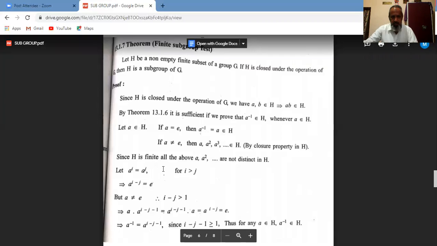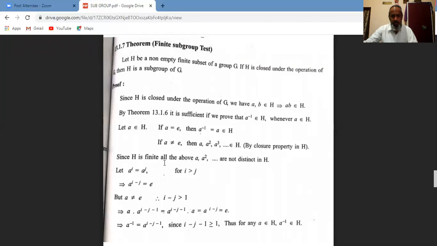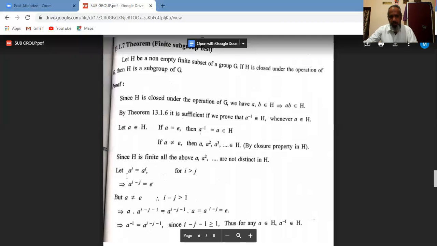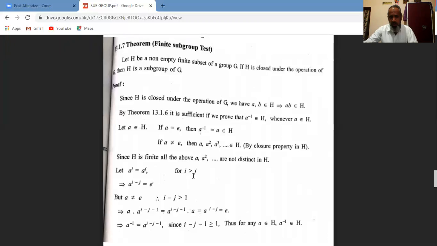Since H is finite, it contains a finite number of elements, not infinite. So H is finite. All the above elements A square, A cube are not distinct in H. So one of the elements A power i must be equal to A power j for i greater than j, since all the elements are not distinct. So let A power i be equal to A power j for i greater than j, then A power i minus j is equal to E.